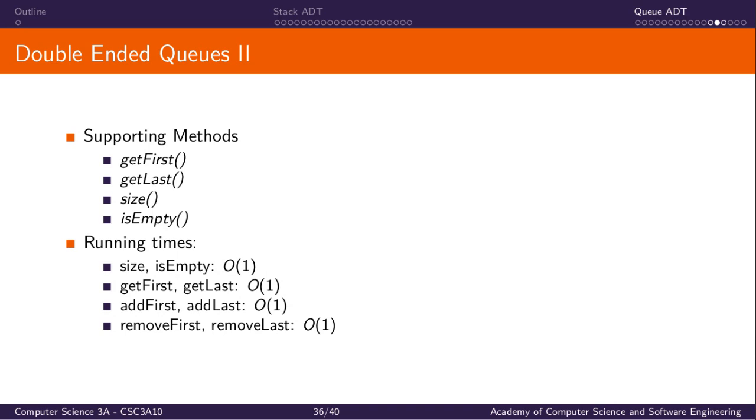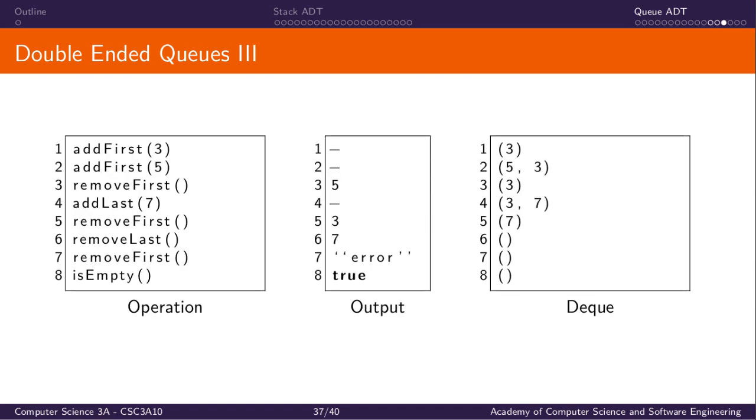The runtime of our operations: well, size will be constant time, it simply returns to us how many elements are within that queue. Is empty as well should be constant time. Get first and get last, even if we're using an array, would still be constant time. Add first and add last will be constant time as well, and remove first and remove last will be constant time as well. So we'll be happy with this because none of our operations actually depend on the number of elements stored within that queue. They can be done in constant time.